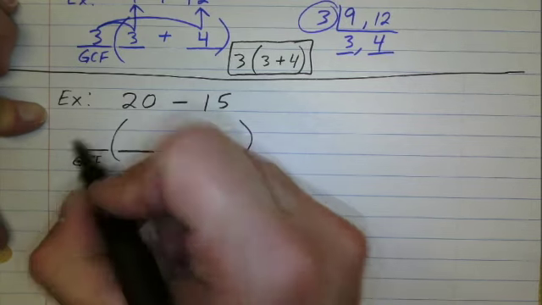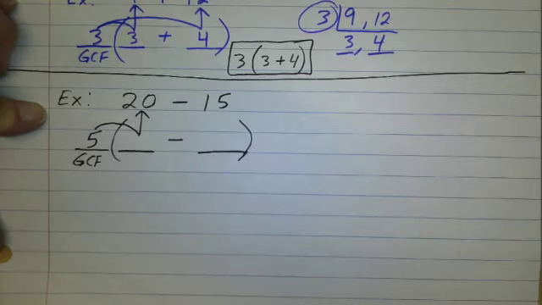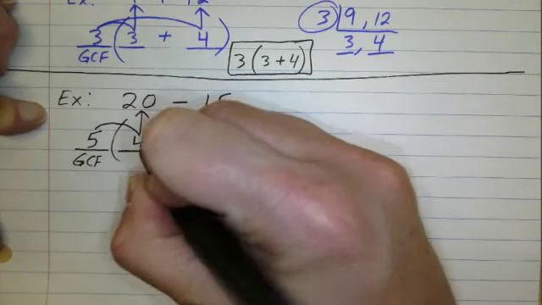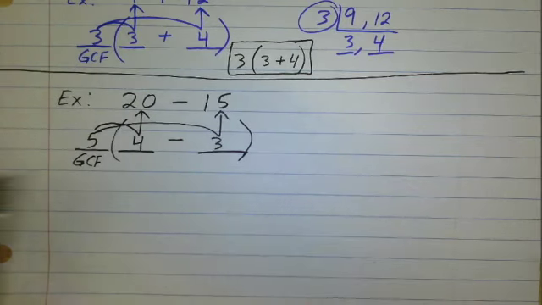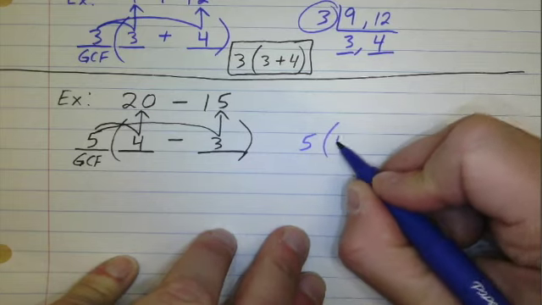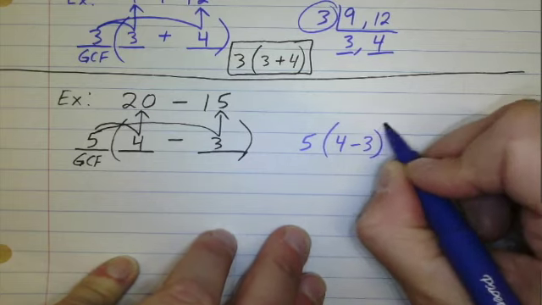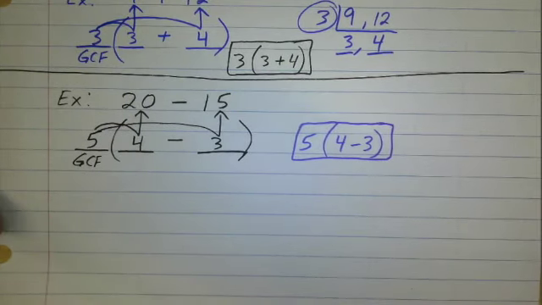Some people see it. They see that it's 5, and 5 times this blank should give us 20. 5 times what's 20? 4, and 5 times this blank is 15, and that's 3. So nice and neat, our answer is 5 parentheses 4 minus 3 close parentheses. Box in your answer. Would like to do one more example with you.